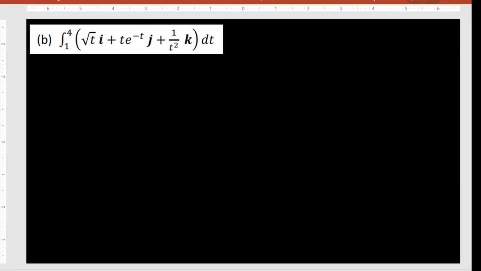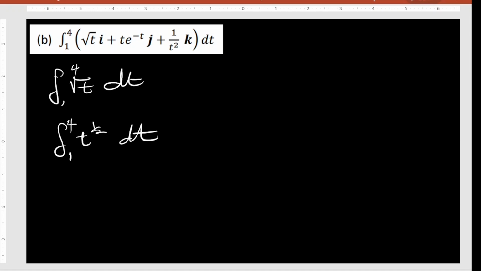Let's look at the b. We are integrating root t from 1 to 4 with respect to t. Remember, this is the same thing as t raised to the power half, from 1 to 4.